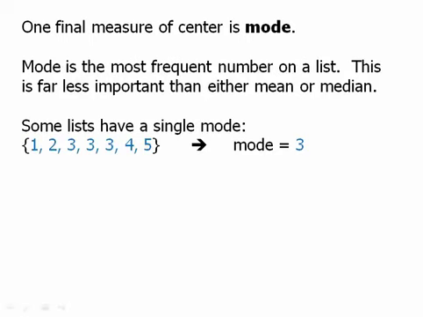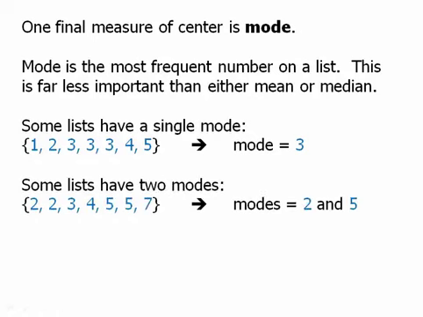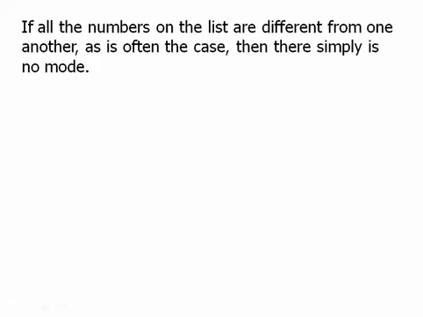Some lists have a single mode. So for example, there are a lot of 3s on this list. There are 3 3s, and every other number only appears once. So the mode is clearly 3. Some lists have 2 modes. For example, in this list, we have a pair of 2s and also a pair of 5s. So the modes are 2 and 5. If all the numbers on the list are different from one another, as is usually the case, then there simply is no mode. So sometimes there is a mode, sometimes there's more than one, and often there's just no mode at all.